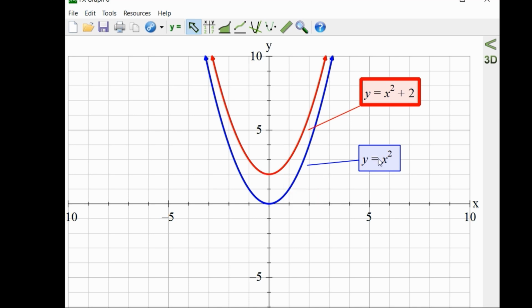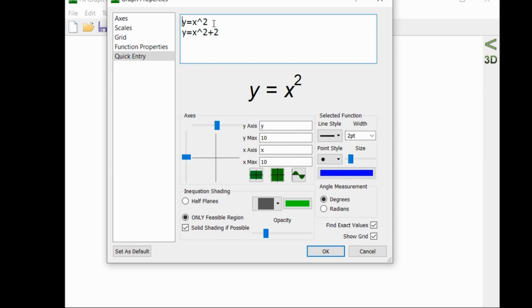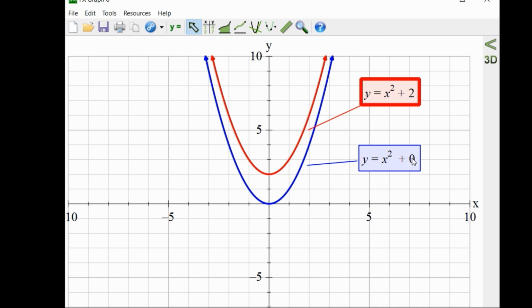Well, this is true here. Look at this one. If I go plus 0, that 0 is where the blue graph crosses the y-axis. It's at the value y is equal to 0. This one here crosses the y-axis at y is equal to 2.